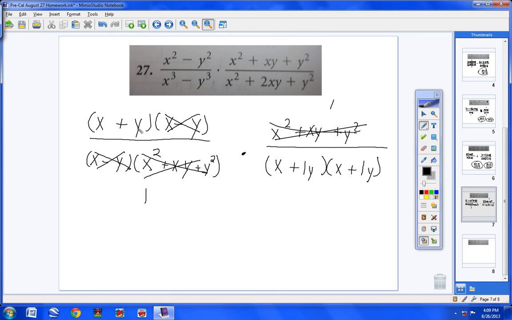Notice I have x plus y, and down here I have x plus y. Yes, there's a 1 right here, but I could put a 1 here if I wanted to. It's not a big deal. So x plus y cancels with x plus y. Nothing left here, so I'll put a 1. So 1 times 1 is 1, and 1 times x plus y is x plus y. If you want to put a 1 here or a 1 here, that does not matter. You're welcome to. And that is your answer.